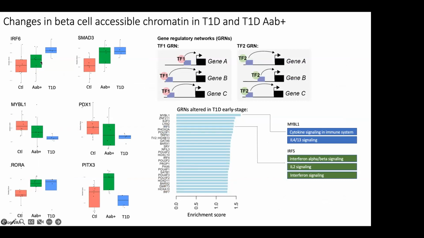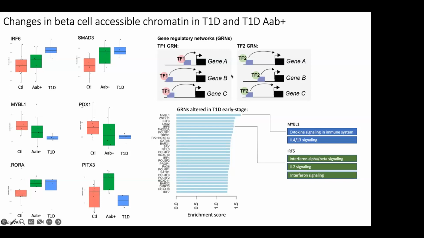We also looked at changes in chromatin that might be driving some of these gene expression changes. So there's certain transcription factor motifs we find that are up or down regulated in T1D compared to control that also have some evidence for having intermediate effects. So for example, IRF is upregulated in T1D, PDX1 downregulated in T1D, and in both cases it appears somewhat intermediate in the autoantibody positive individuals.